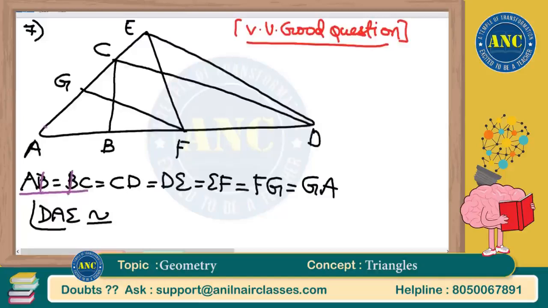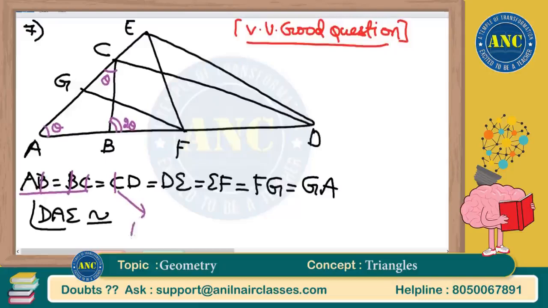Angle A is equivalent to angle C. This is theta, this is theta. The exterior angle is nothing but 2 theta, since the exterior angle is equivalent to the sum of the opposite interior angles. Again, angle B is equivalent to angle D.